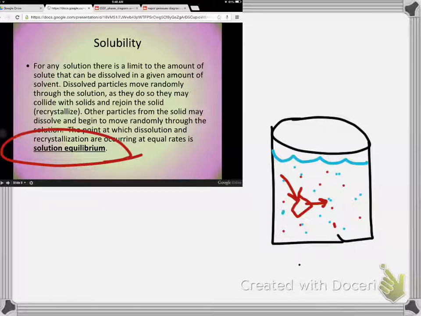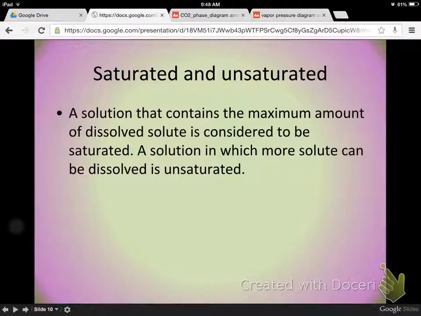And we call it dissolution and recrystallization. So dissolution is the act of that solid dissolving. Recrystallization is the act of those particles that are in solution rejoining the crystal solid. Okay. You will have a quick video assigned tonight.